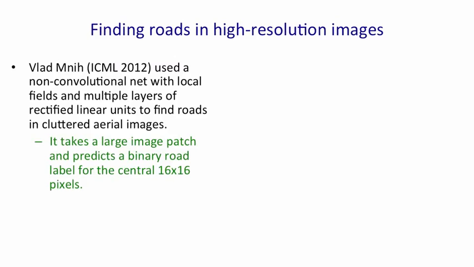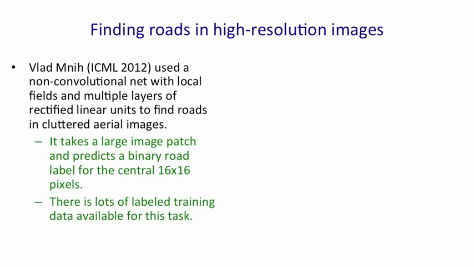and he takes a relatively large image patch and predicts for the central 16 by 16 pixels whether each of those pixels is a piece of road or not a piece of road. The nice thing about this task is that there's a lot of labelled training data available. That's because maps tell you where the centre lines of roads are, and roads are roughly fixed width. So from the vectors in the map that tell you where the centre line of the road is, you can estimate which pixels are probably road.